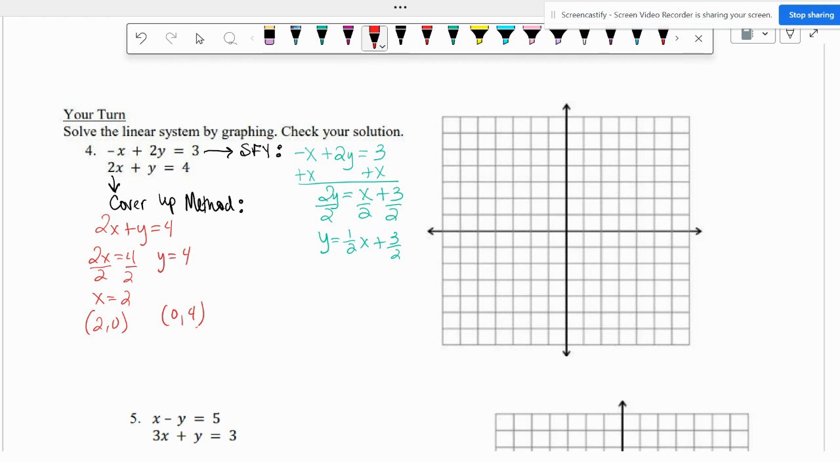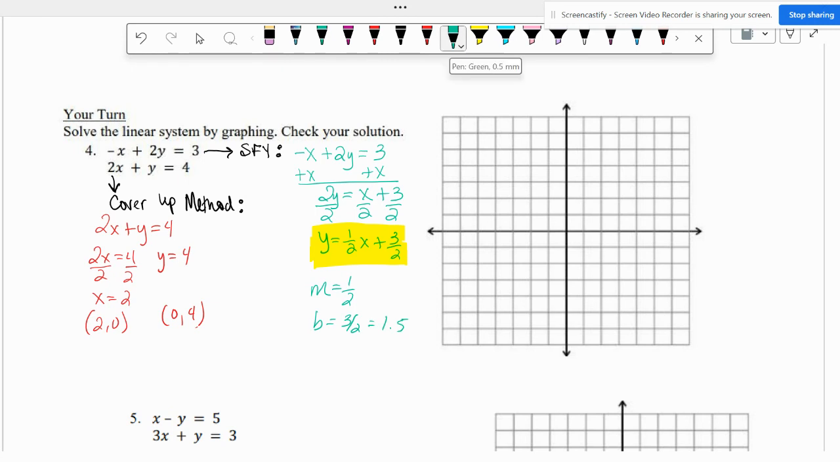Okay, so in our first example, when I solve for y, I am going to add x to both sides, and then I'm going to divide every single term by 2. So y equals 1/2 x plus 3/2. That means my slope is 1/2, and my y-intercept is 3/2, which is the same thing as 1.5.